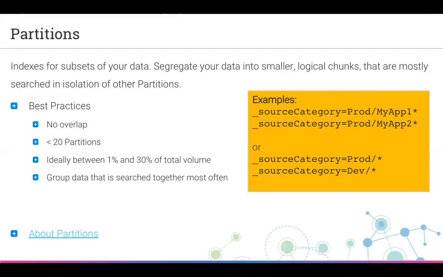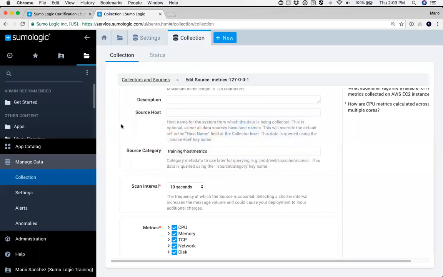What partitions allow you to do is create, let me call them buckets, or chunks of data. So when you're running a search, instead of running it against all your data, you have partitions, and those allow Sumo to be a lot more effective at grabbing data. Let me show you an example.